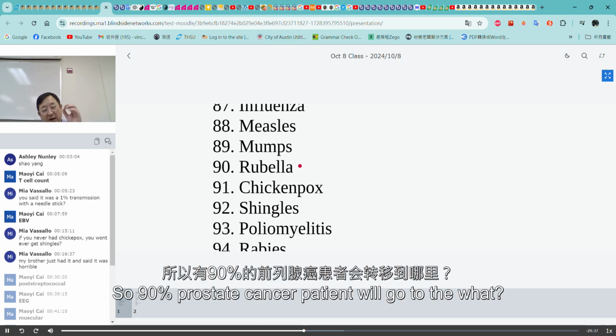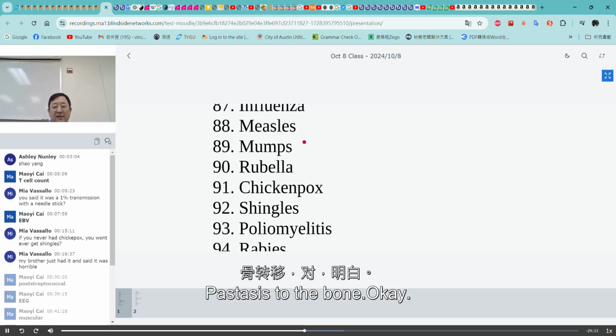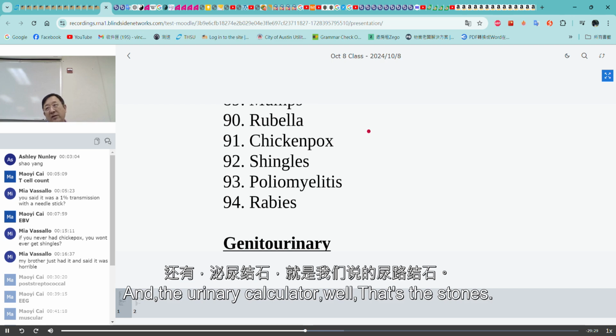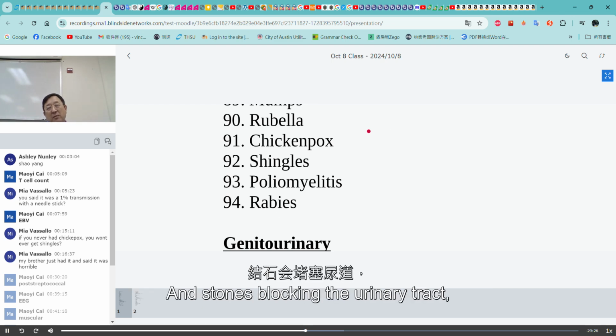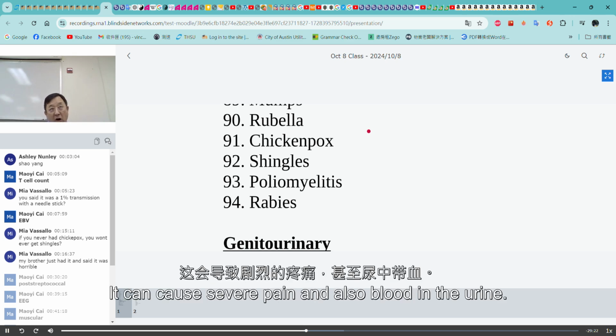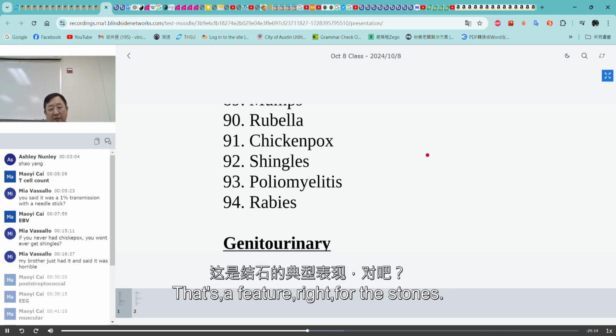So 90% of prostate cancer patients will go to the what? To the bone. Yeah, metastasis to the bone. Okay. And the urinary calculi, well, that's the stones. Yeah, stones, we know that. Stones block the urinary tract, and they also cause some damage. So it can cause severe pain and also what? Blood in the urine. Yeah, blood in the urine. So painful urination plus blood in the urine. That's a feature, right? For the stones.